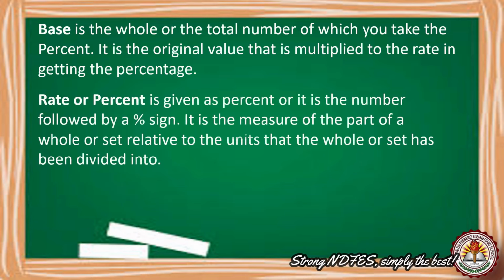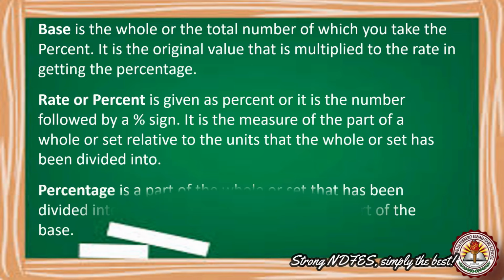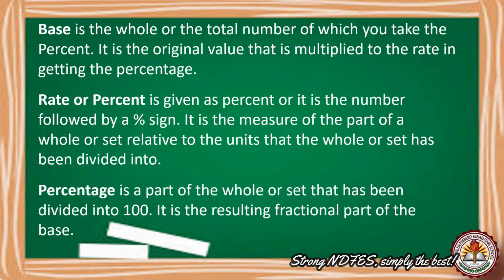Second, rate or percent. Rate or percent is given as percent, or it is the number followed by a percent sign. It is the measure of the part of a whole or set relative to the units that the whole or set has been divided into. Third, percentage. Percentage is a part of the whole or set that has been divided into 100. It is the resulting fractional part of the base.